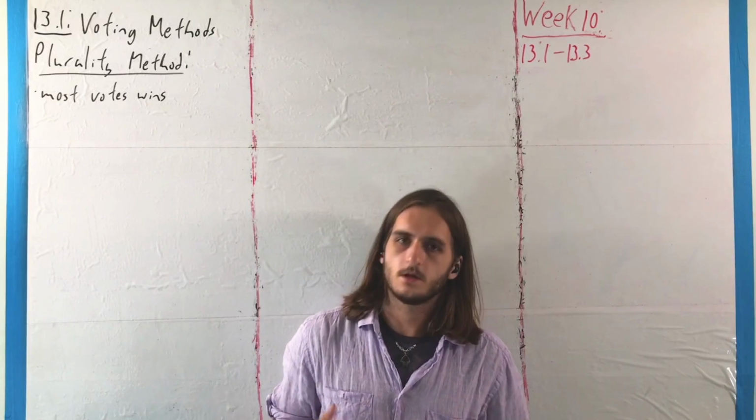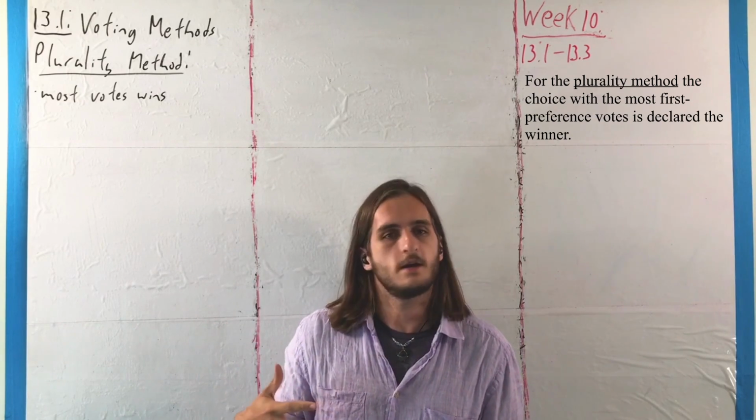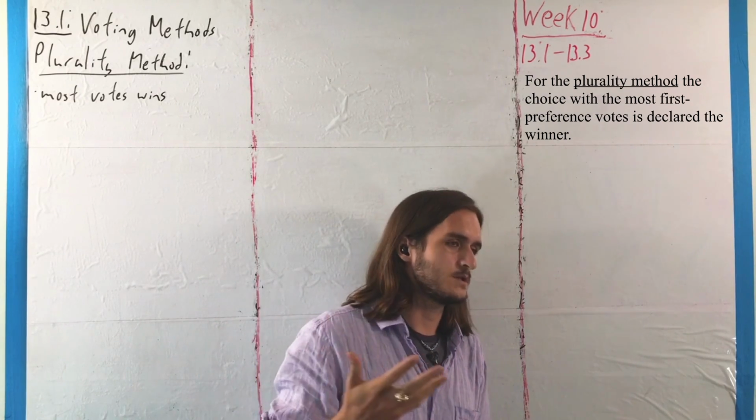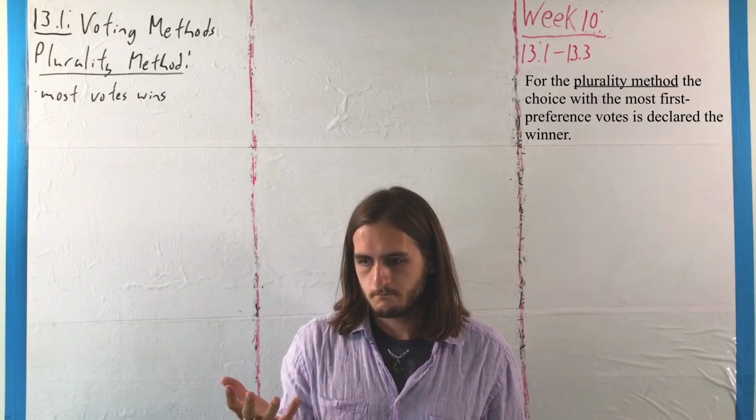As I said, our first method here is the simplest. It's what's called the plurality method, where the winner is decided by giving the person, the object, the place with the most votes the victory. The one with the most wins.